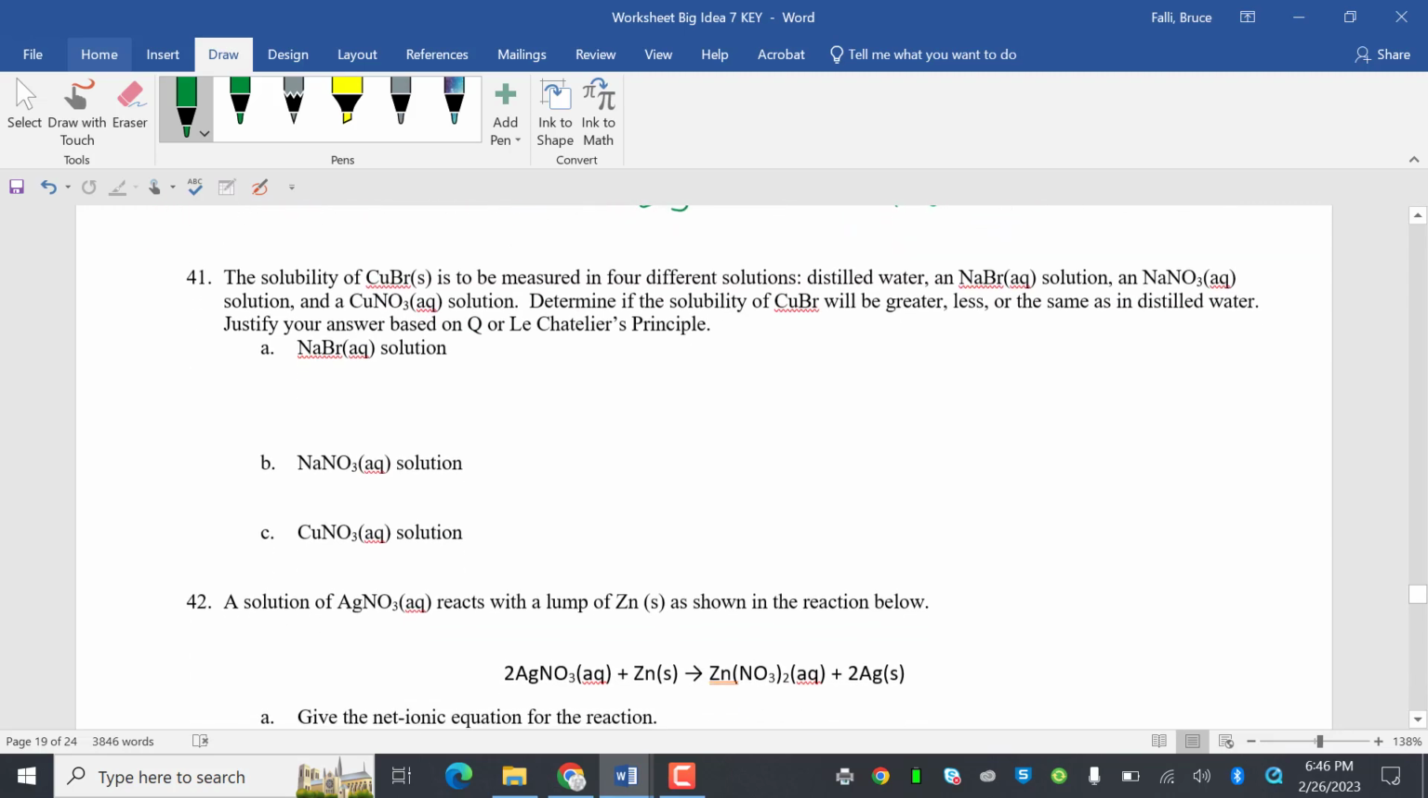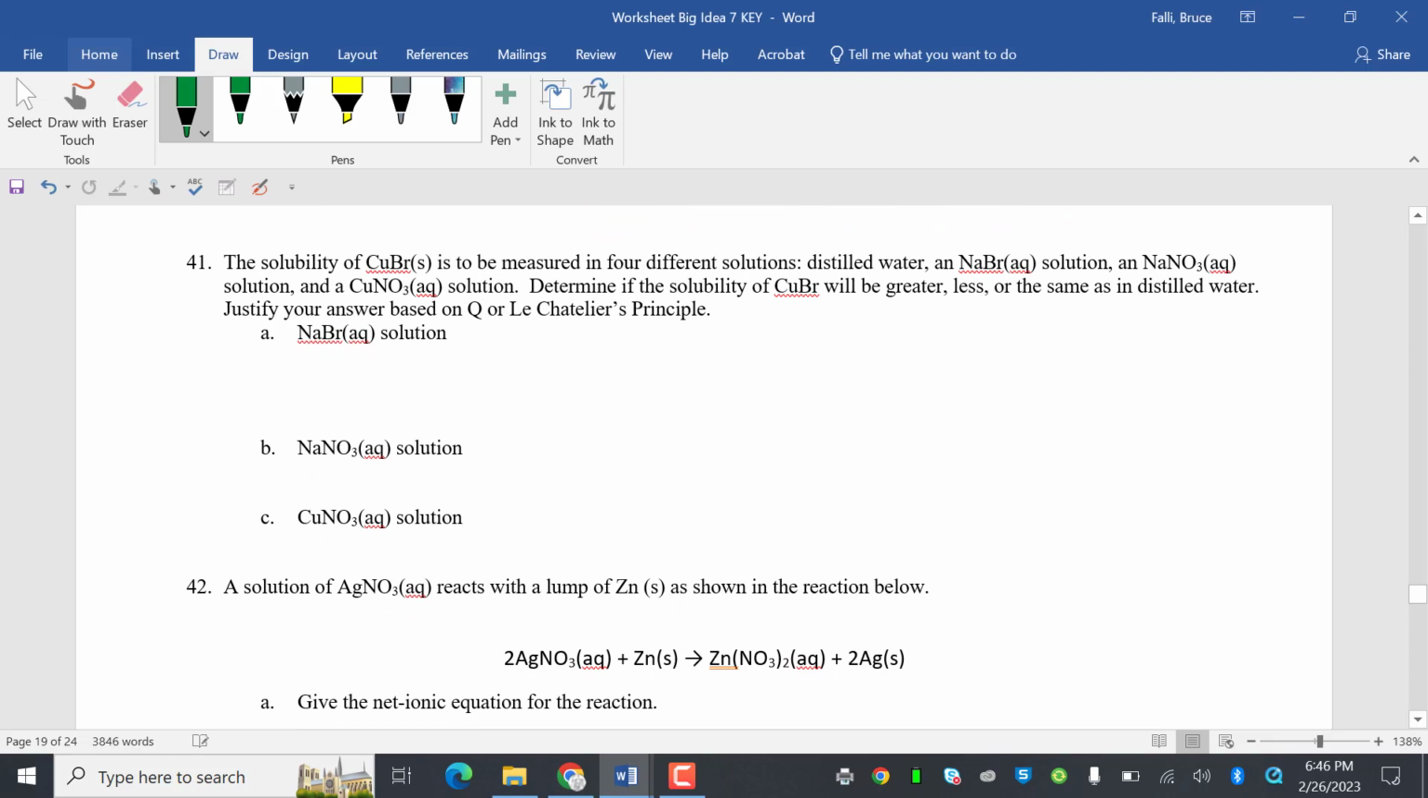All right. Solubility of CuBr is to be measured in 4 different solutions: distilled water, NaBr solution, NaNO3 solution, and a CuNO3 solution. Determine if the solubility of CuBr will be greater than, less than, or the same. Justify your answer based on Le Chatelier's principle. Okay, so CuBr is what I'm looking at. And what if I'm looking at NaBr solution? So I'm going to add Br negative.